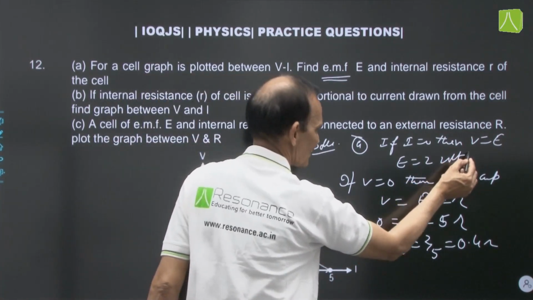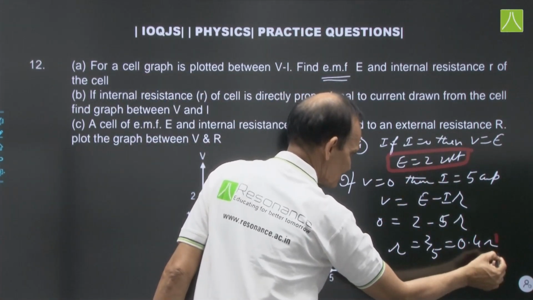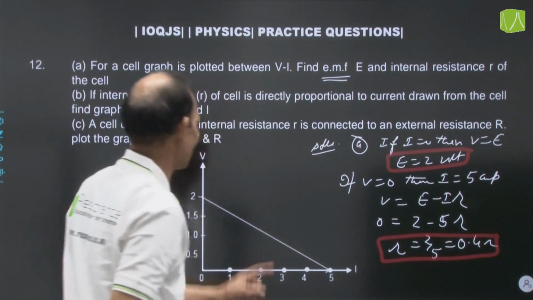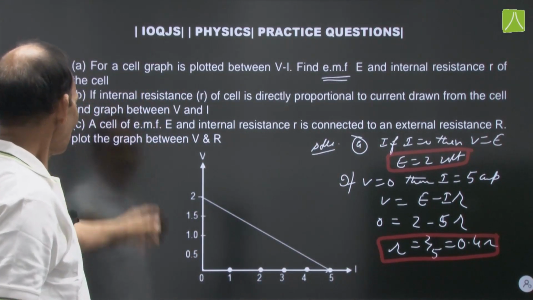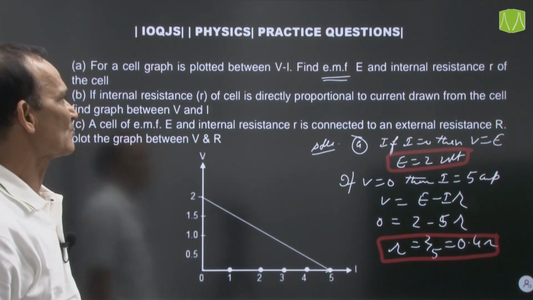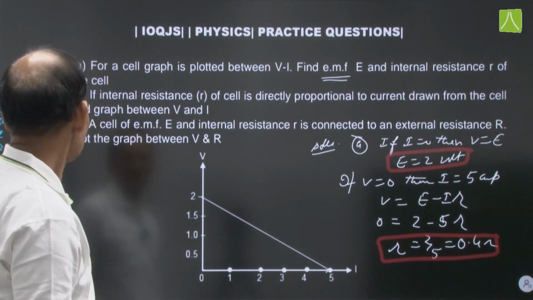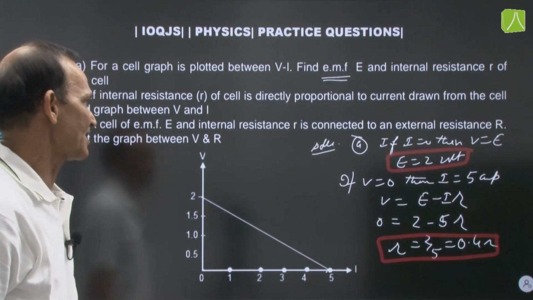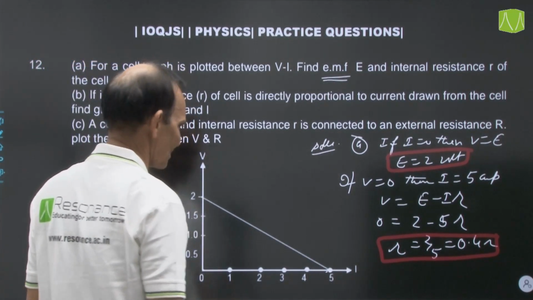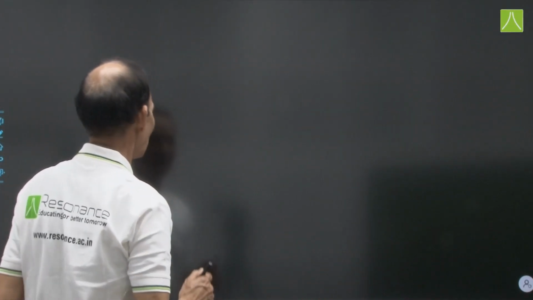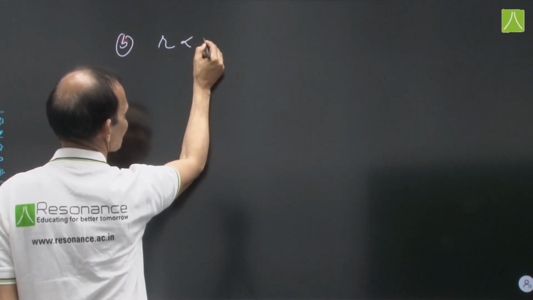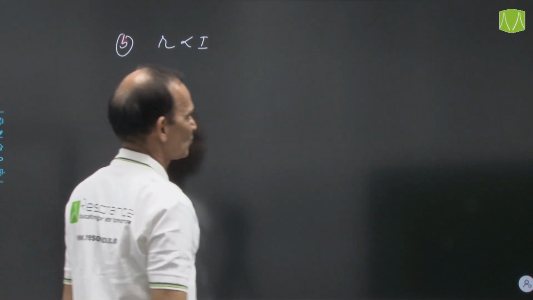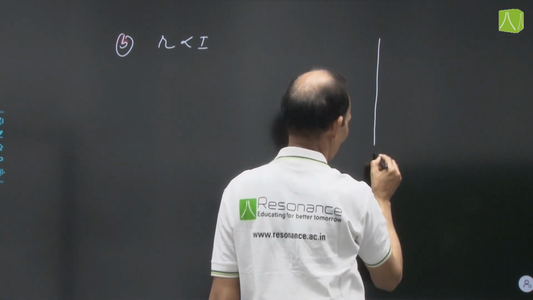First answer is this one. Second answer is this one. First part, it is A part. Now think about B part. If internal resistance R of the cell is directly proportional to the current drawn from the cell, then find the graph between V and I. Okay, most important. Internal resistance. If internal resistance R is proportional to I, then you have to plot the graph between V and I.